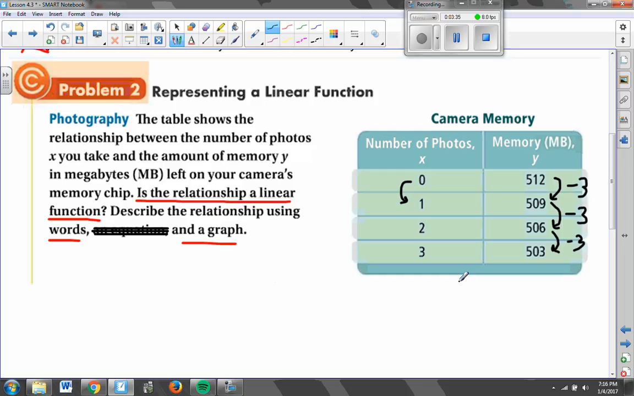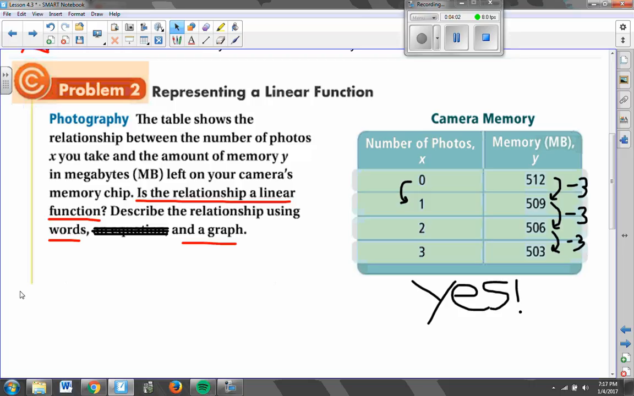So what we should notice here is that the y values are decreasing by 3 every single time, the same amount every time. So that fits our definition of a linear function. So the first thing that we say here is yes, this is a linear function, absolutely. And now they want us to describe what's happening with words and then with a graph.